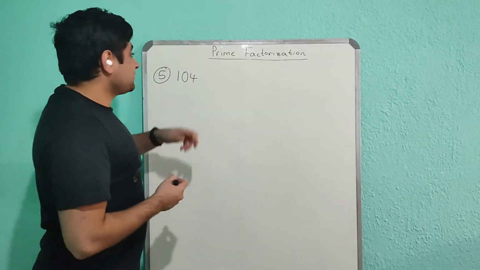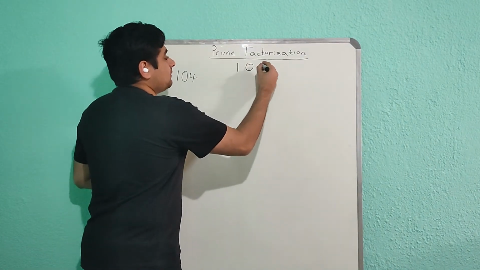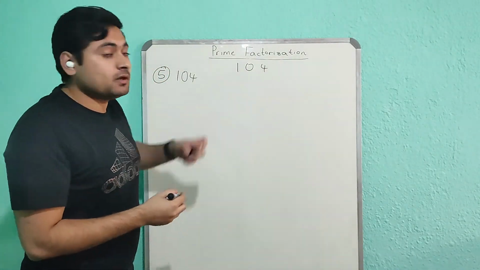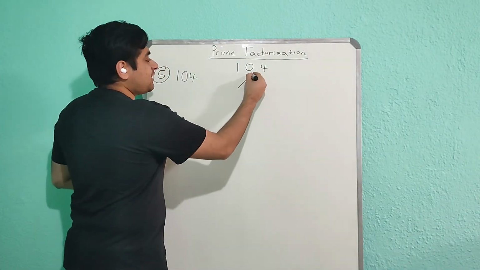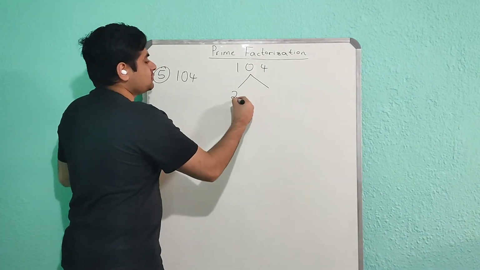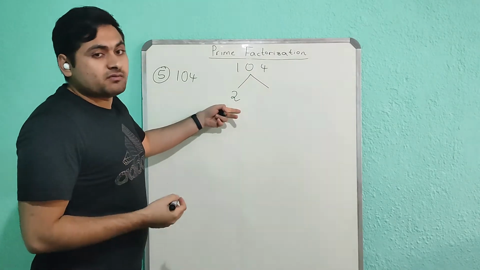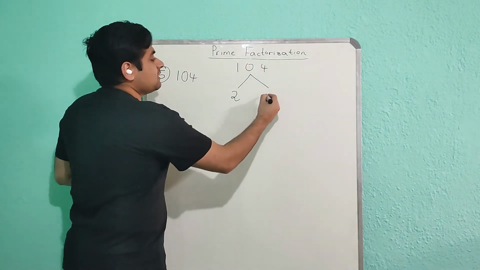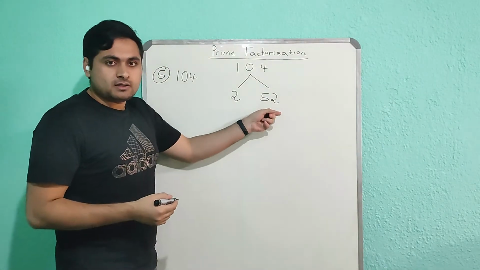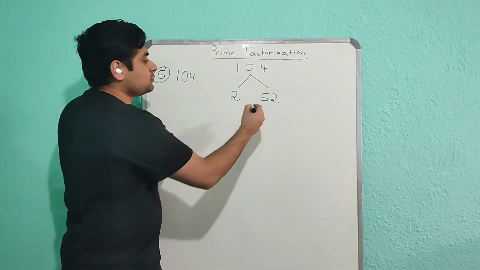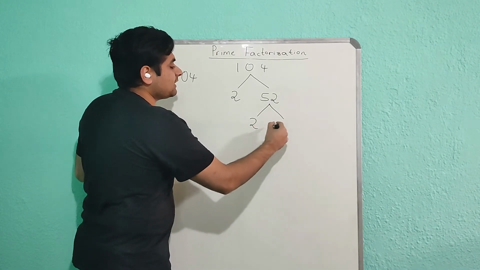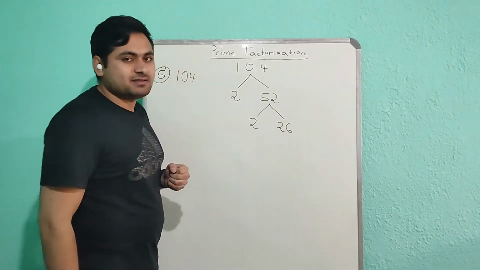So, what are the prime factors of 104? We can see 104 is an even number because it ends with a 4. So, it means it's either divided by 2, 4, 6 or 8. Let's divide it by 2. If you divide 104 by 2, you get 52. Now, 52, is it even or odd? It's even, it ends with a 2. Can it be divisible by 2? Yes. If you divide by 2, we get 26.